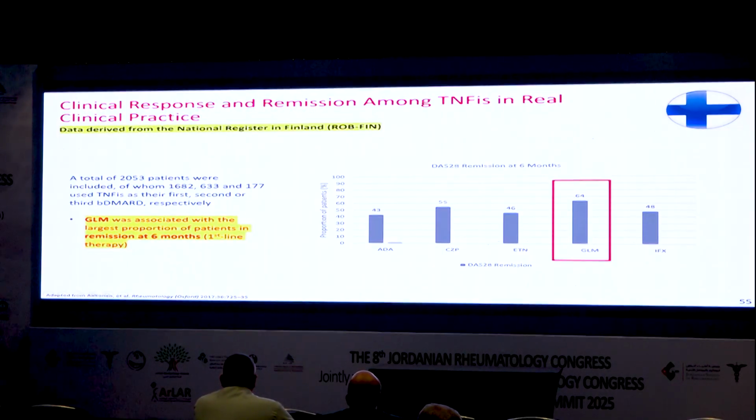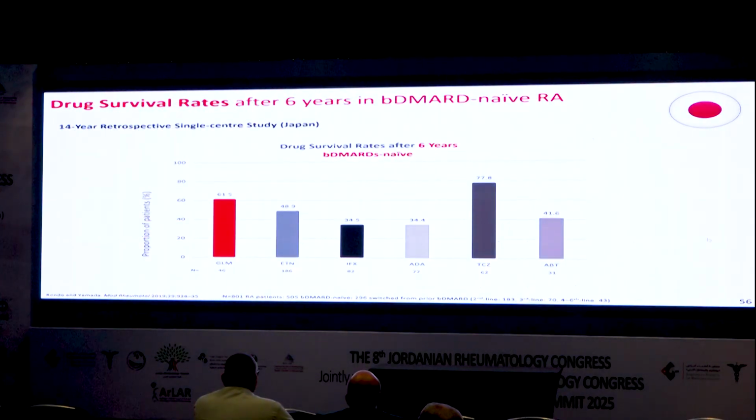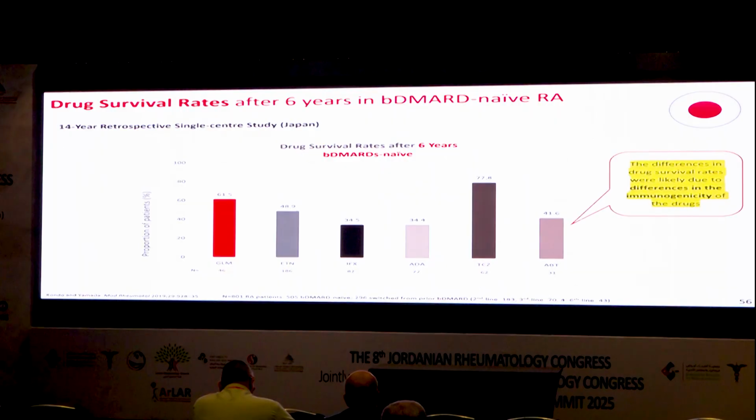Also, there is a drug survival rate after 6 years. Golimumab, in comparison to other anti-TNF and abatacept, showed that 61.5% had drug survival after 6 years. And this can be explained by the immunogenicity differences between these medications.